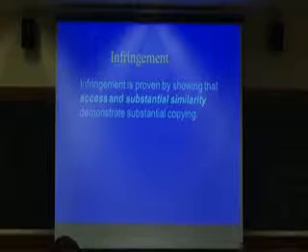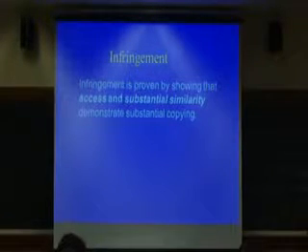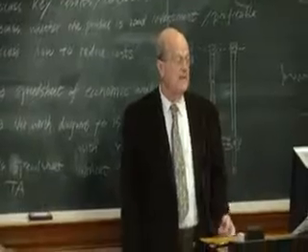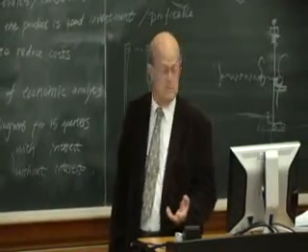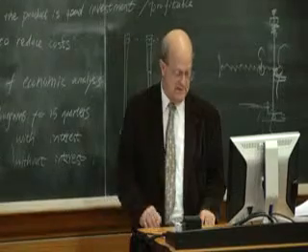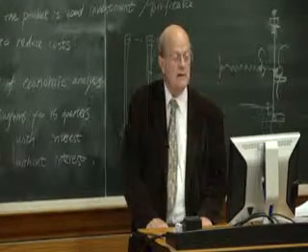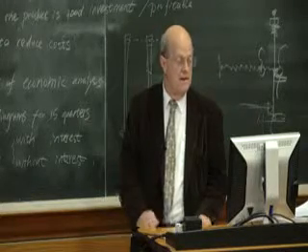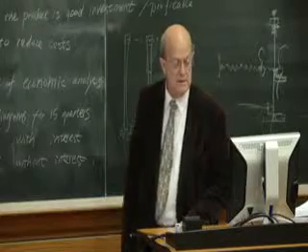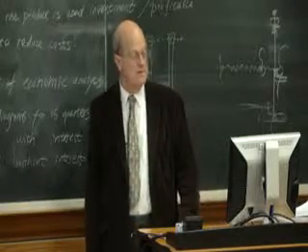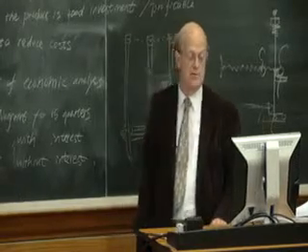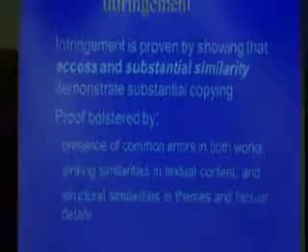Now, how do you prove infringement? Infringement is proven by showing two things. First, that the infringer had access to the copyrighted work, and secondly, that the copyrighted work is substantially similar. If you prove those two things, then it's likely that you will be able to prove your case of copyright infringement. Proof is bolstered by the presence of common errors in both works, striking similarities in textual content, and structural similarities in themes and factual details.